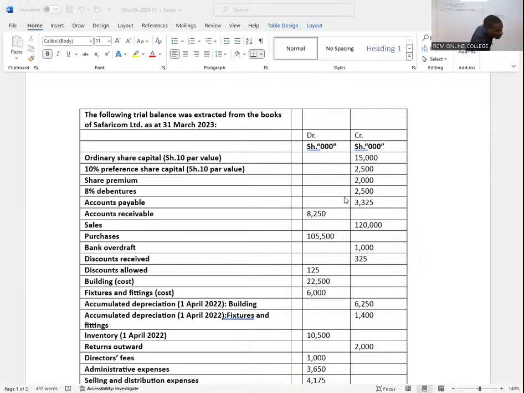What's the amount of our sales? I want to know whether you are able to see what I'm displaying. What is the amount of our sales? Look at the sales, please. What is our sales? It is 120,000. Is it debited or credited in our trial balance? Of course, it is on the credit side.